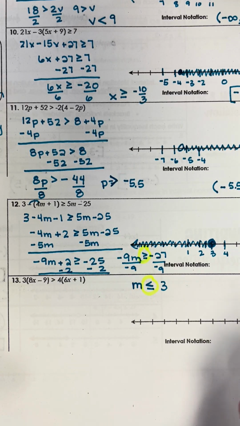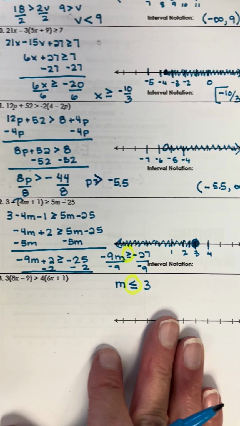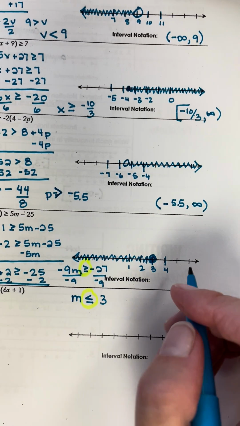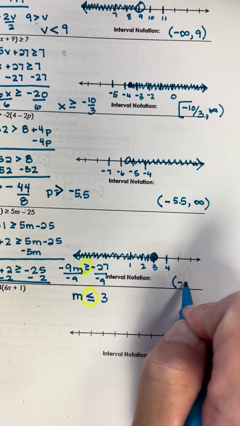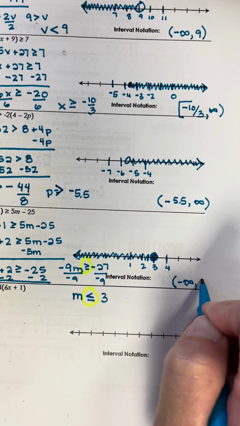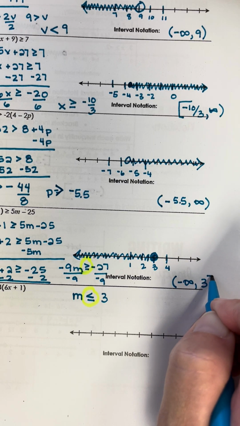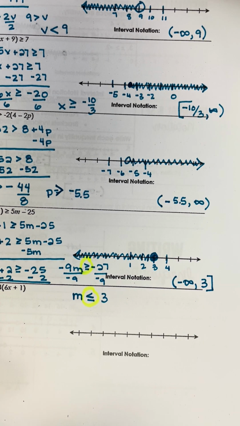So to indicate that in interval notation, as I read it from left to right, I'm going to have a parenthesis, and I'm coming from negative infinity. I stop at 3 with a closed circle, which is a bracket. And now I want you to pause this video and try number 13 on your own and check your answer with your neighbor.